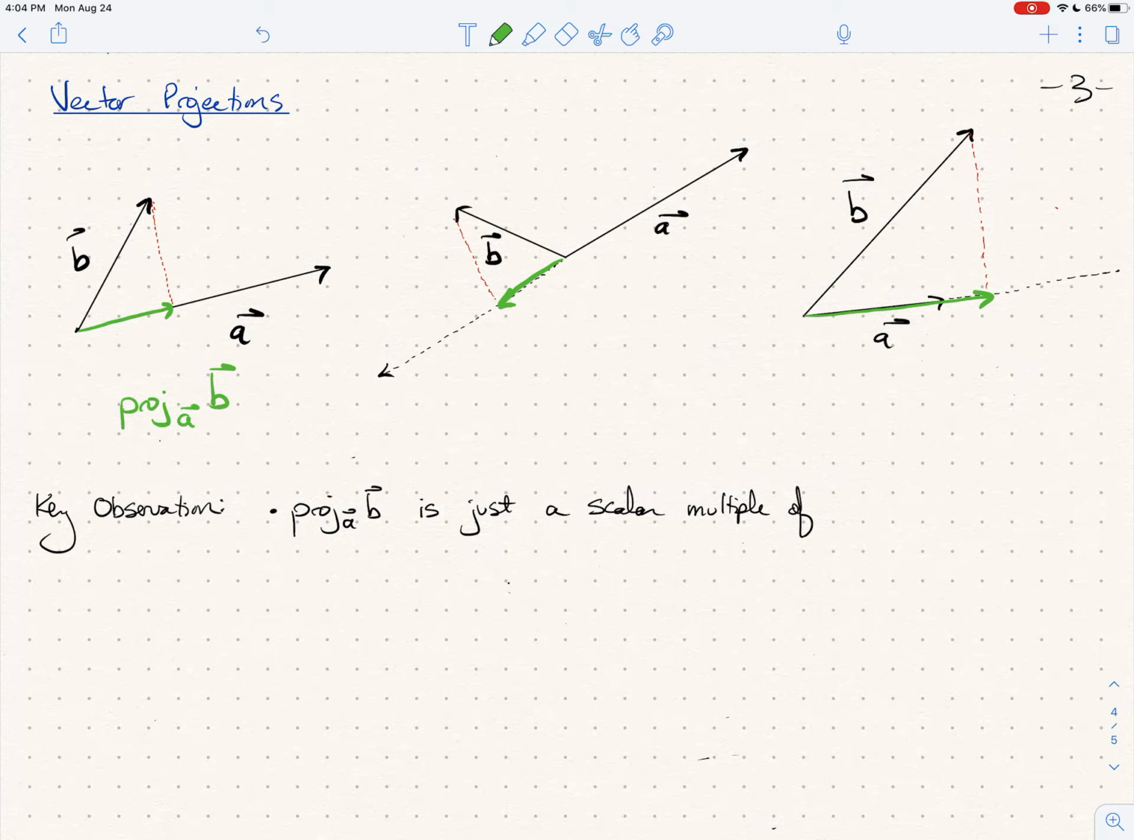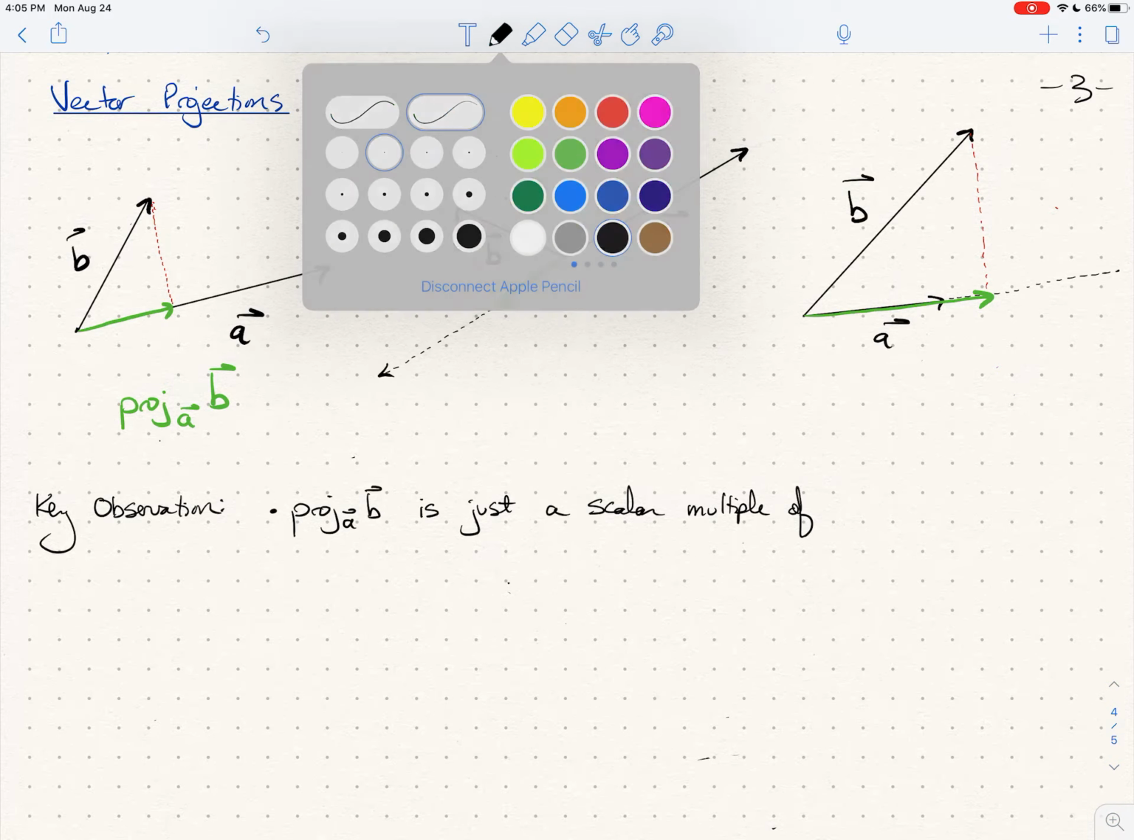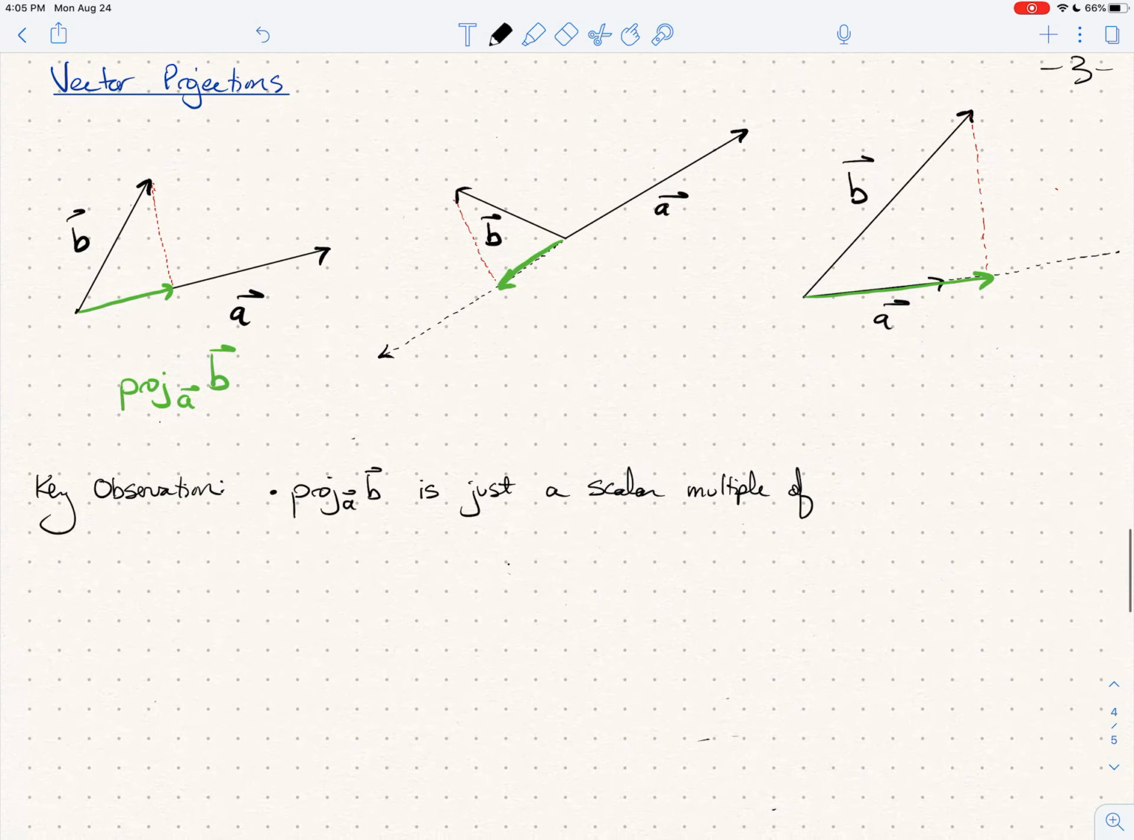So those are some of the different pictures, and I would really encourage you to take a few moments and let this notion sink in, because I want you to be able to recognize, oh, that's a projection of this onto that, visually. That's just as important as the formulas. All right, well, let's continue. I think I'll do a little bit more before I break the video.